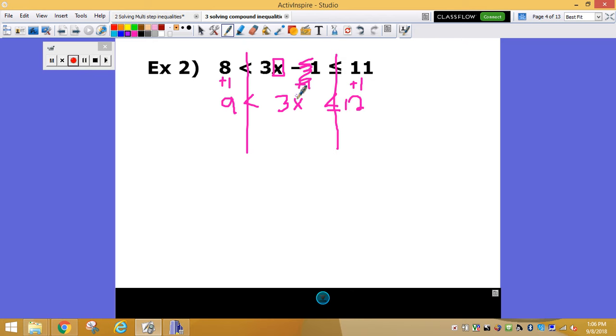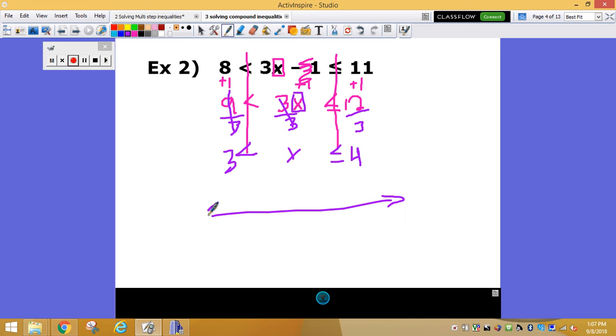Okay, now x is still not by itself. So I'm going to divide by 3. Divide by 3, divide by 3. 9 divided by 3 is 3. Those go away. 12 divided by 3 is 4. So again, let's graph it. The smaller number comes first, so 3 comes first, 4 comes last. The 3 does not have a line under it, so I'm just going to do an open circle. The 4 does have a line under it, so I'm going to shade the circle in. And again, if x is in the middle, then that means we shade in the middle.